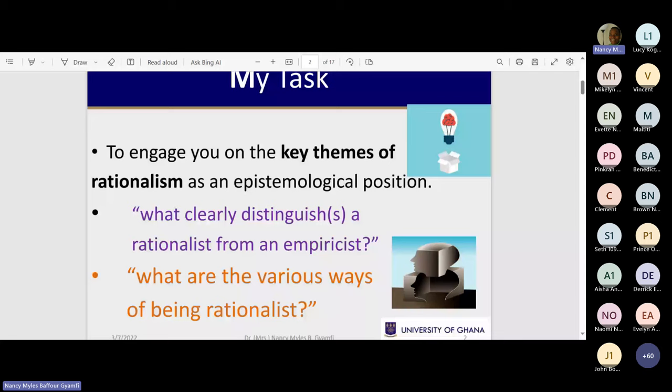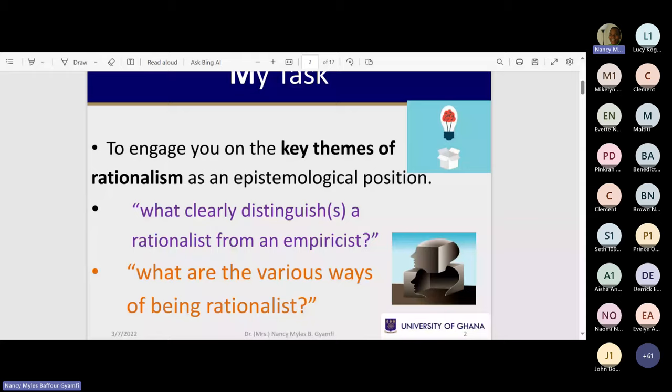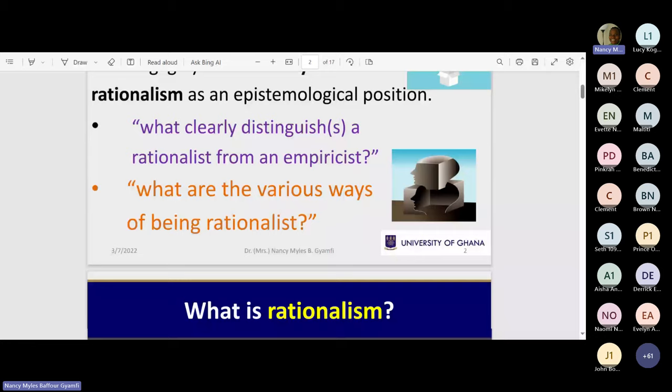That one, even the empiricists are rational, because the empiricists will argue from a reasonable point, will use critical ability, will reflect, and so on. So it doesn't make him any less an empiricist. If you are referencing rationalism in the general sense, be rational, be reasonable, even the empiricist will be rational. So we will look at rationalism in the technical sense and open it out a bit more. What clearly distinguishes a rationalist from an empiricist? That means we are talking technicality. What are the various ways of being a rationalist?